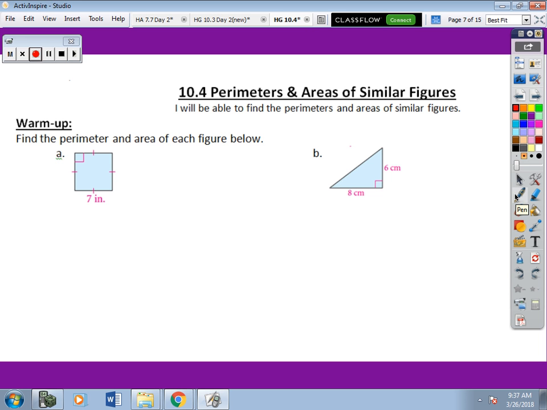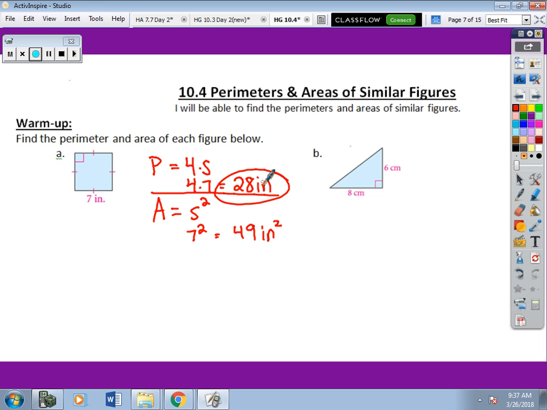Okay, today we're going to be looking at the ratios of perimeter and areas when we have similar figures. So the warm-up is just us to find the perimeter and area of each figure. So remember, the perimeter of a square is 4s, which would be 28 inches. And the area is s squared, which would be 49. Make sure you have square units for area.